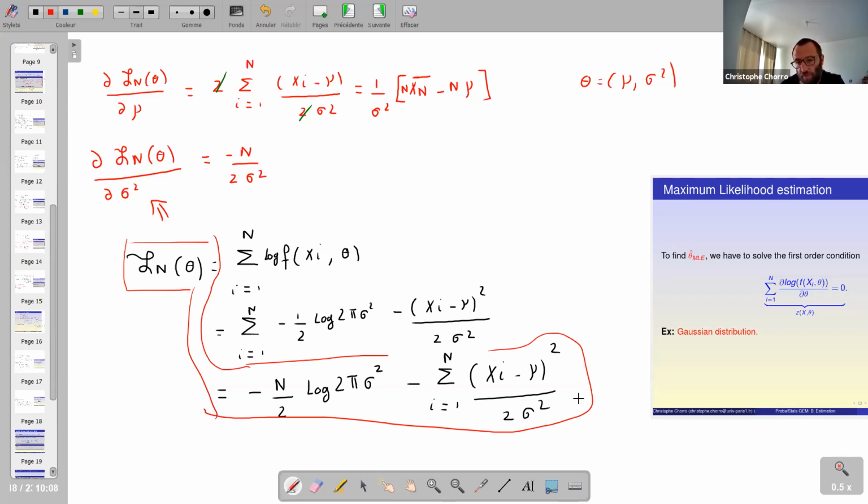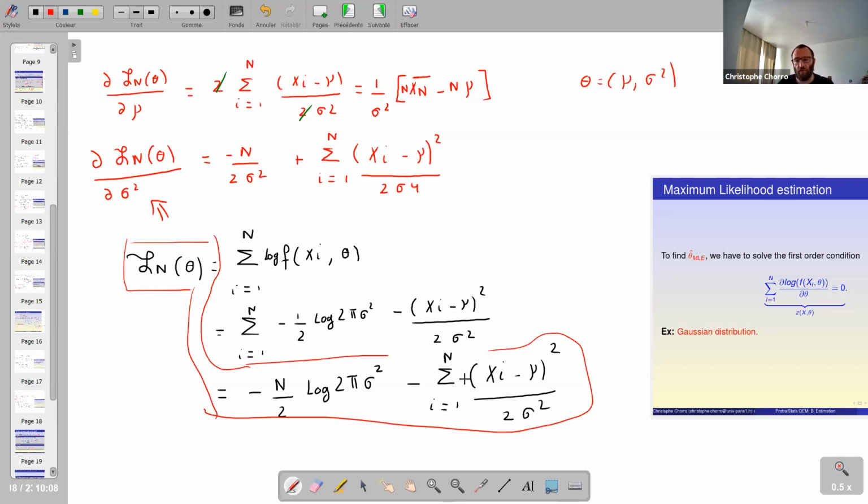And then I have to compute the derivative of 1 over sigma square. The derivative of 1 over x being minus 1 over x squared, I obtain here plus the sum from i equal to 1 to n of (xi minus mu) square over 2 times sigma square square, that is 2 sigma 4.